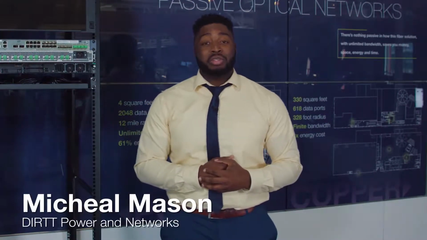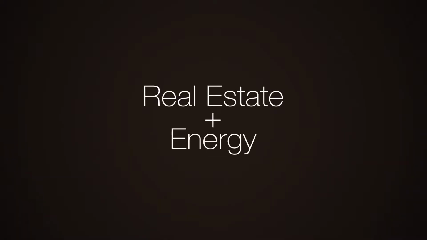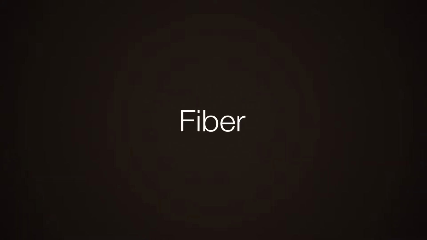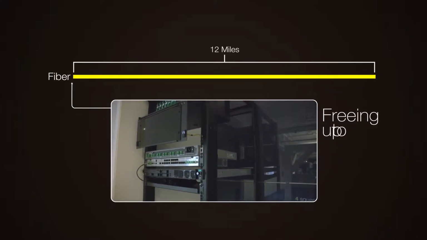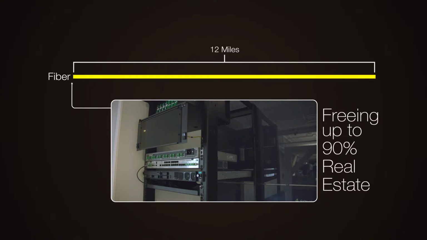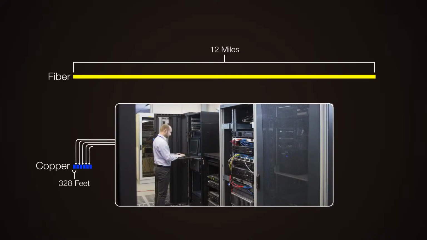I'm from the Power and Networks team, and I'm here today to introduce you to Dirt Passive Optical Networks. Real estate and energy are the biggest cost savings of PON. With fiber, you have a 12-mile radius, you only need one small telecom room, freeing up to 90% of the real estate typically dedicated to these spaces. Energy savings fit into that too. One small room is all that needs air conditioning, compared to one every 328 feet.